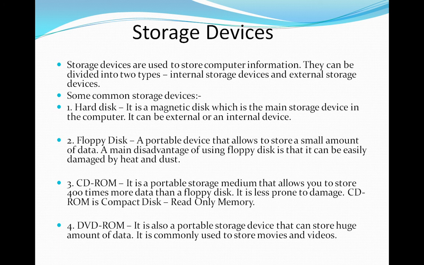Floppy disk. It is a small portable disk that allows you to store a small amount of data, and there is a basic disadvantage with a floppy disk, that it can be easily damaged by heat and dust. The next one is CD-ROM, also termed compact disk. It is a portable storage medium and it allows you to store 400 times more data than a floppy disk.